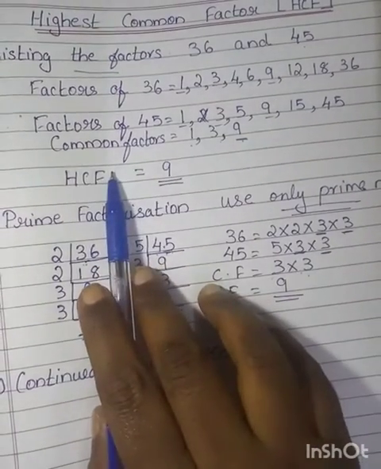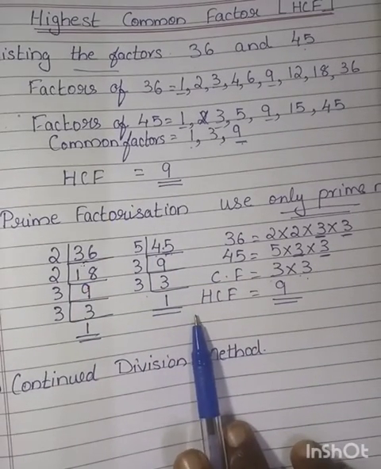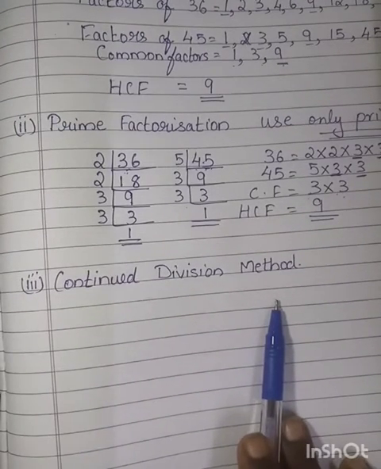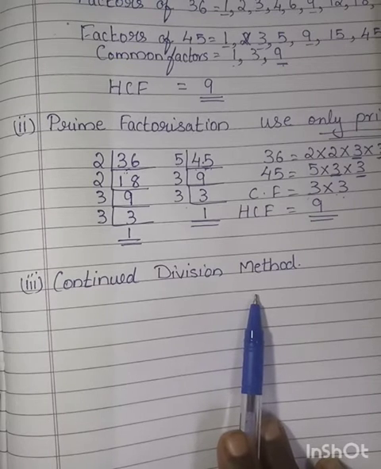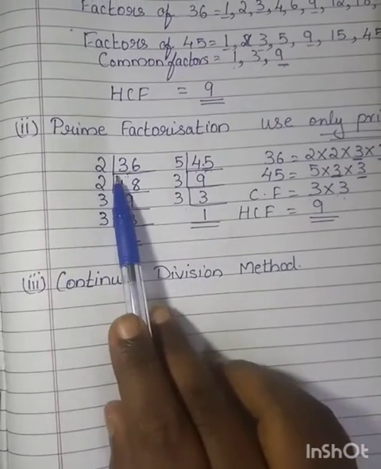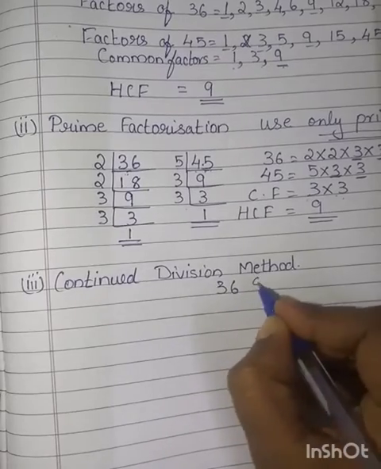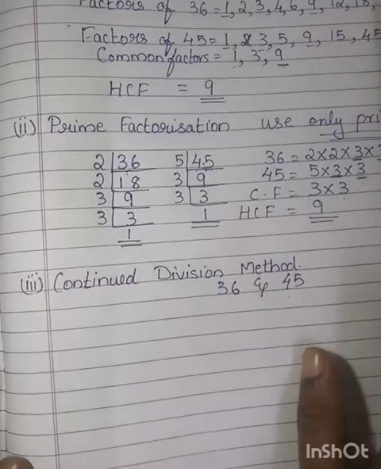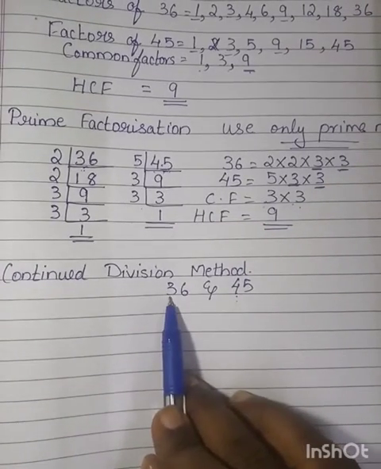So this was the listing the factors method, and this is the prime factorization method. Alright, now we have one more method, that is the continued division method. In the continued division method, the first step is to divide the big number with the smaller number. Okay, so our question is 36 and 45. So here the big number is 45, so that means you have to divide this 45 with 36.